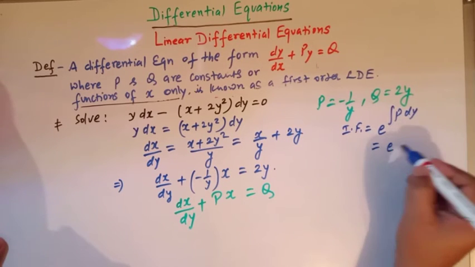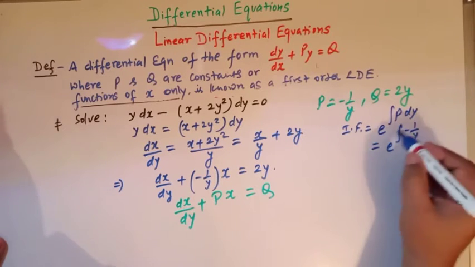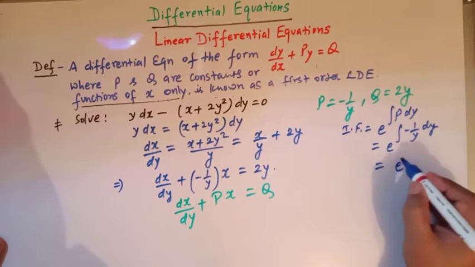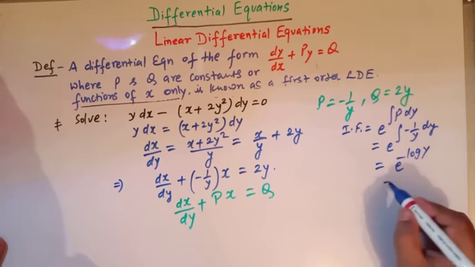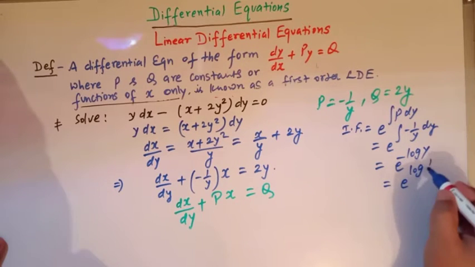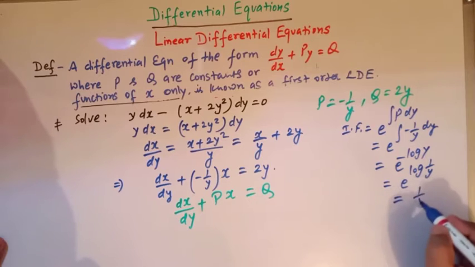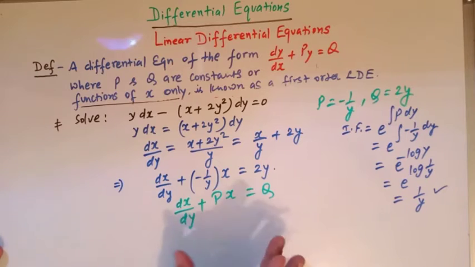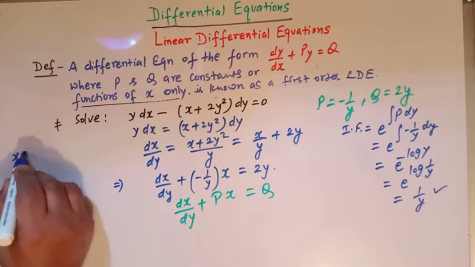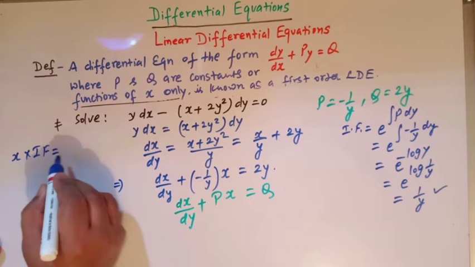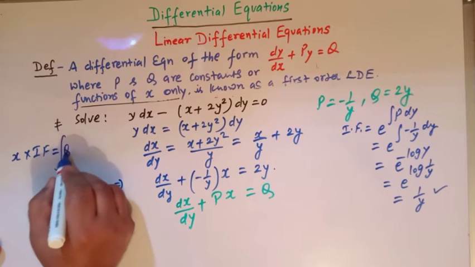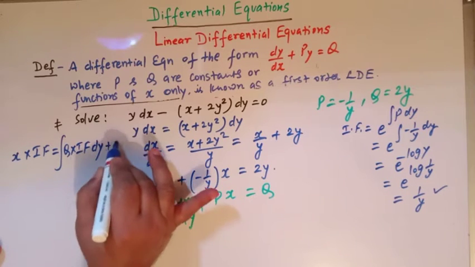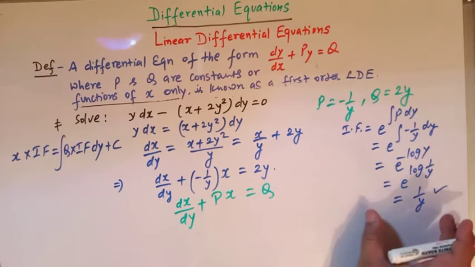Clear? Now we can write it as e raised to integral of minus 1 over y with respect to y. This can be written as e raised to minus of log y. This can be written as log of 1 over y, which is equal to 1 over y. Now the solution of this differential equation is given by x times integrating factor is equal to integral of q times integrating factor dy plus c. Clear?